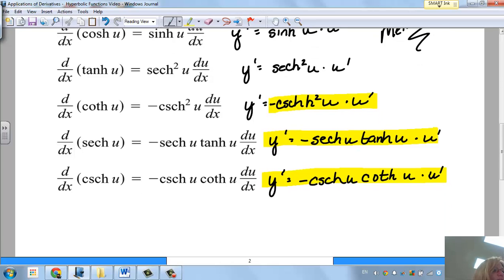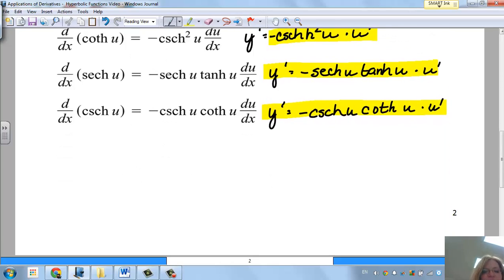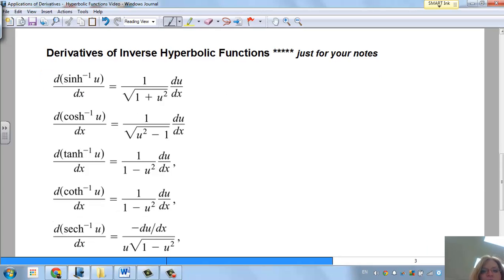So let's look at this. Now this is strictly also for your notes, so please don't freak out. Notice I have it here just for your notes. Here's the derivative of the inverse hyperbolic functions. We will not be using them in this course, but I want you to have them in your notes. Okay, so here you go for that.